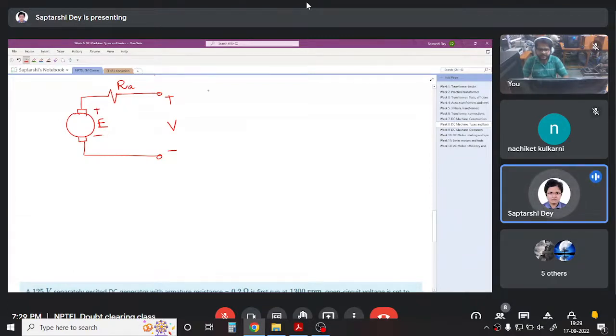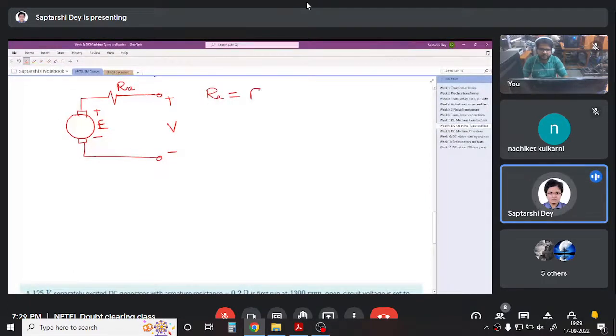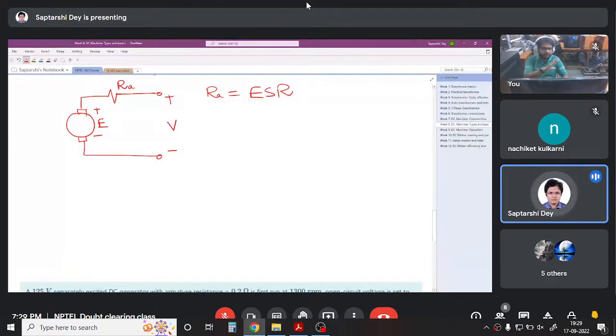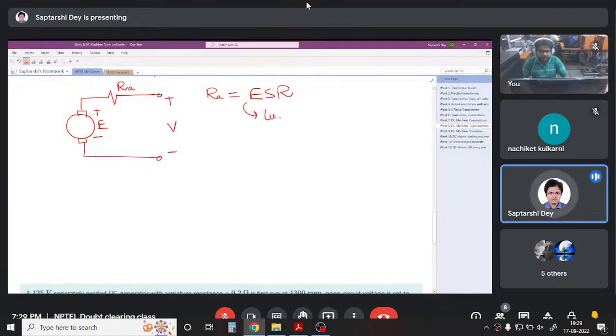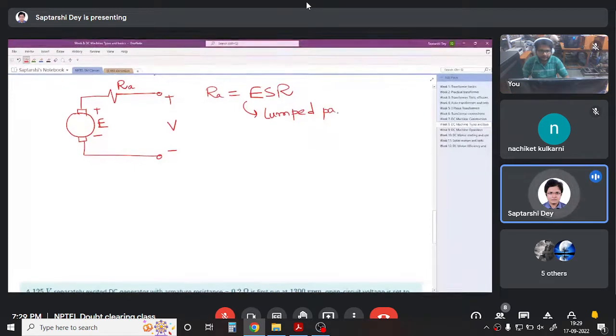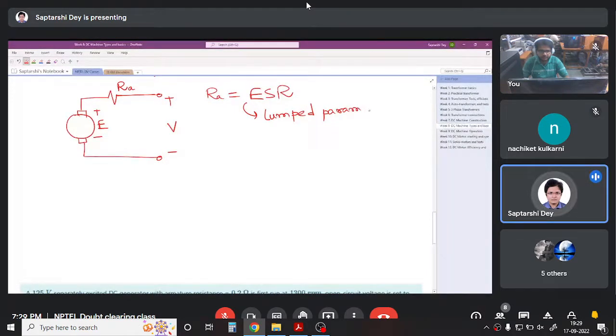Once again, this armature resistance RA is an equivalent series resistance which is distributed throughout the armature winding, and we draw it as a lumped parameter, as if it is not distributed, it is lumped at one place like this.